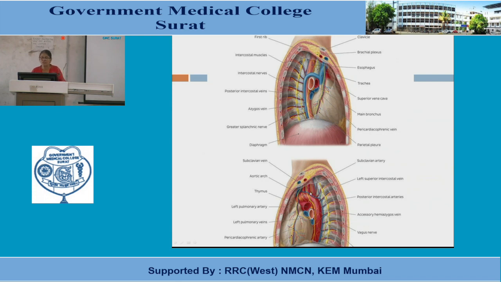I told you it crosses the arch of aorta. You can see the left vagus also crosses the arch of aorta. So you can see all these structures. Here you can see the cardiac plexus. This is cardiac plexus at the bifurcation of trachea, right? The arch of aorta.